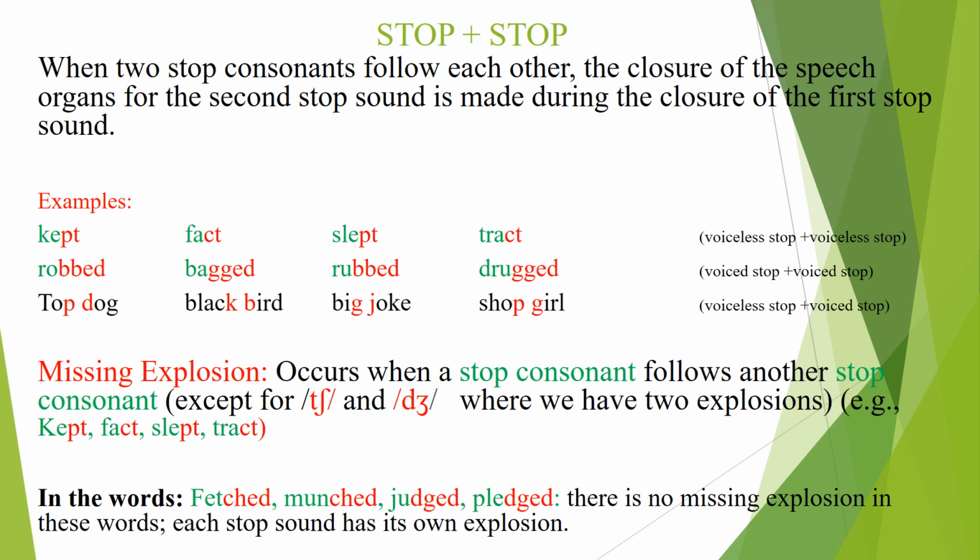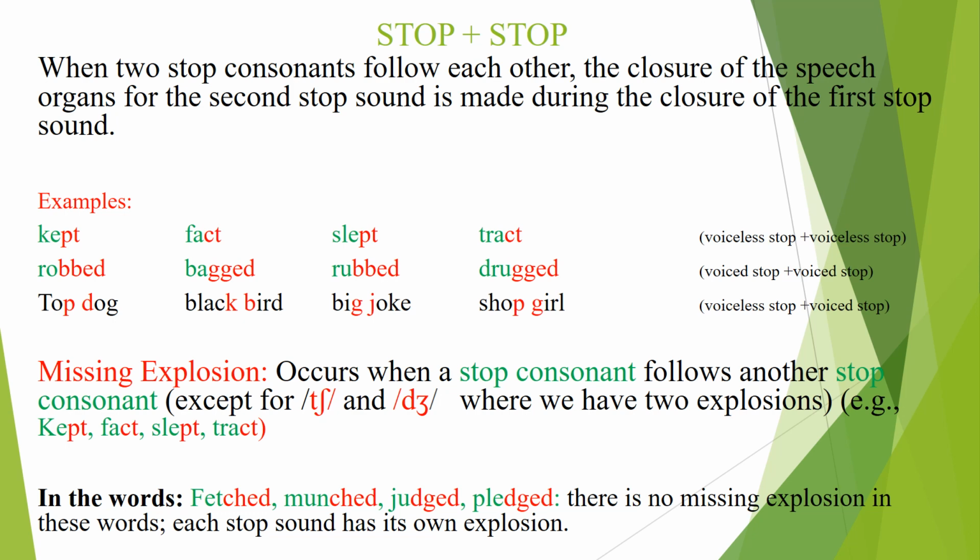Also, the words robbed, bagged, rubbed, drugged, top dog, as one sound, top dog, blackbird. I don't say black bird, it's blackbird as one word, big joke, shop girl. Notice that in the first group, we have a voiceless stop followed by a voiceless stop. In the second group, we have a voiced stop, ga, followed by a voiced stop, ba, da, for example, or ba followed by da. Now, in the final group, we have a voiceless stop followed by a voiced stop. We have top dog, pa, voiceless, followed by da, which is voiced. Black, it ends with a voiceless sound. Bird, it begins with a voiced sound, so it's a blackbird.